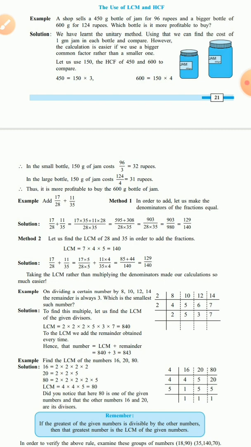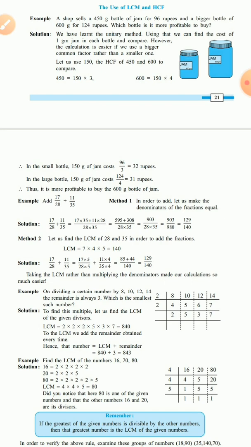A shop sells a 450 gram bottle of jam for 96 rupees and a bigger bottle of 600 gram for 124 rupees. Which bottle is it more profitable to buy? Solution. We have learned the unitary method. Using that we can find the cost of 1 gram jam in each bottle and compare. However, the calculation is easier if we use a bigger common factor rather than a smaller one. Let us use 150, the HCF of 450 and 600 to compare.